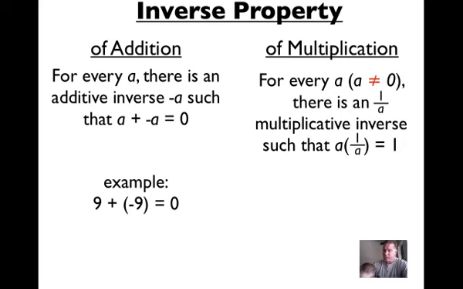For multiplication, it's a little more complicated. For every a, and a cannot equal 0, so a has to be a number other than 0, there is a 1 over a, which is the multiplicative inverse, such that a times 1 over a equals 1. That sounds complicated, but really all you're doing is 7 times 1 over 7 equals 1. So if I had a number, say, 10.